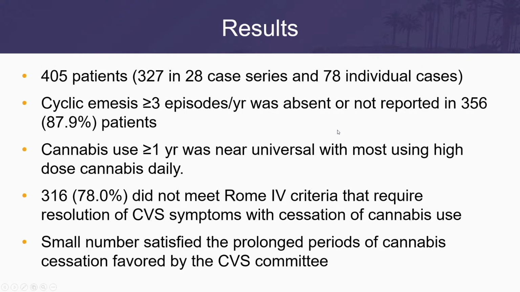So they had 405 patients. They looked through all these cases. You can see that they had at least 3 episodes per year. They had more than 1 year of use. 78% did not meet the Rome 4 criteria, and it was basically because they either didn't go off the cannabis or they didn't go off long enough to determine if their symptoms went away.